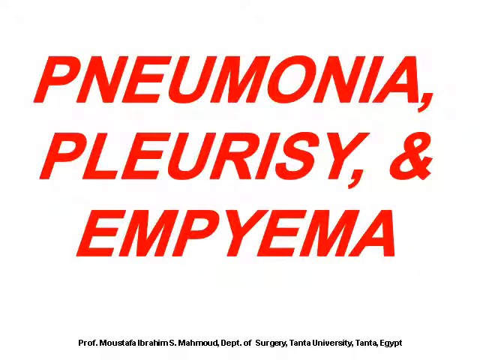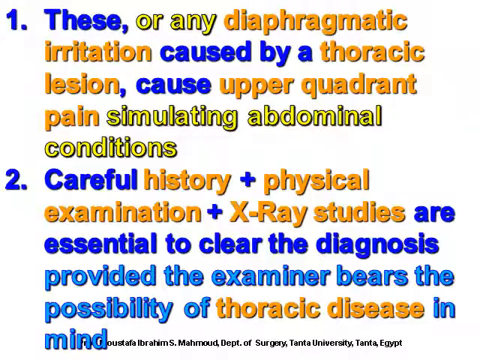Pneumonia, pleurisy, and empyema. This or any diaphragmatic irritation caused by a thoracic lesion cause upper quadrant pain simulating abdominal conditions. Careful history plus physical examination plus X-ray studies are essential to clear the diagnosis, provided the examiners bear the possibility of thoracic disease in mind.